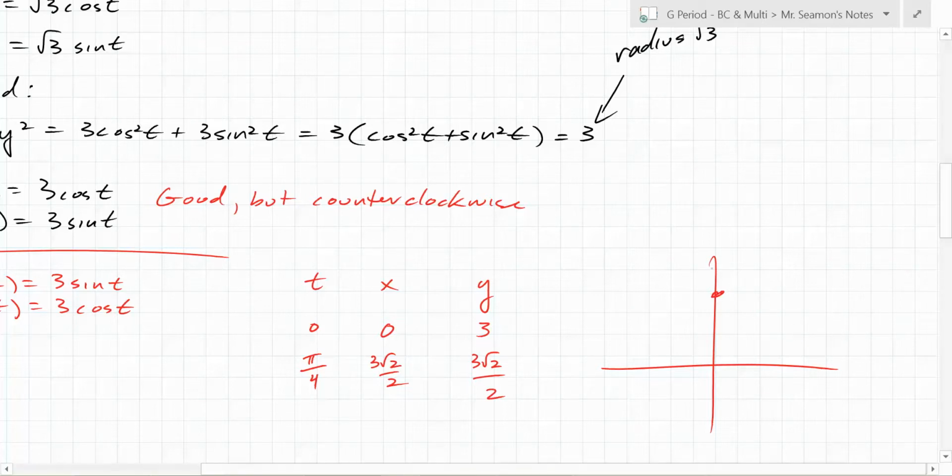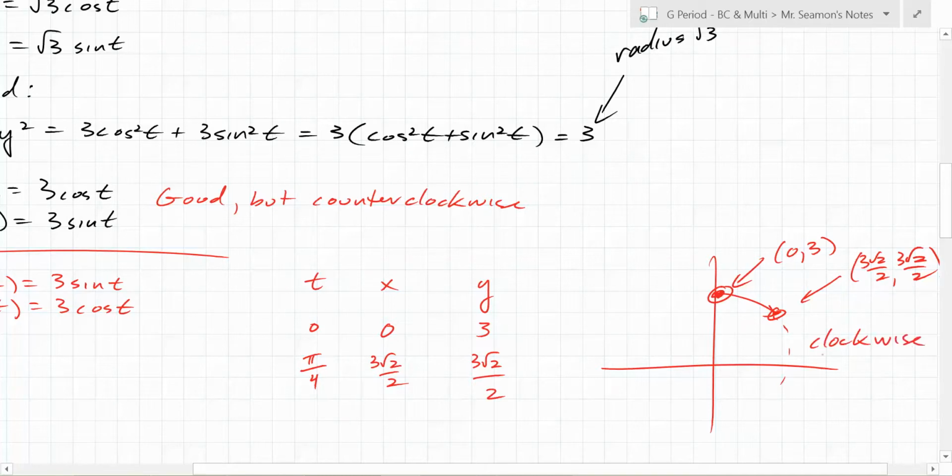Time equals 0, it was here. At what's this point right here? 0, 3, right? And then as time goes forward, where does it go to? What's that next point right there? 3 root 2 over 2, comma, 3 root 2 over 2. And what direction is that? That is clockwise. So Ali, great idea.